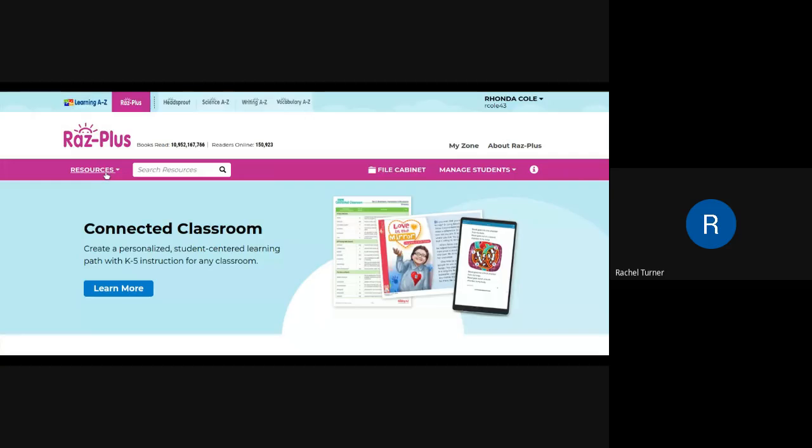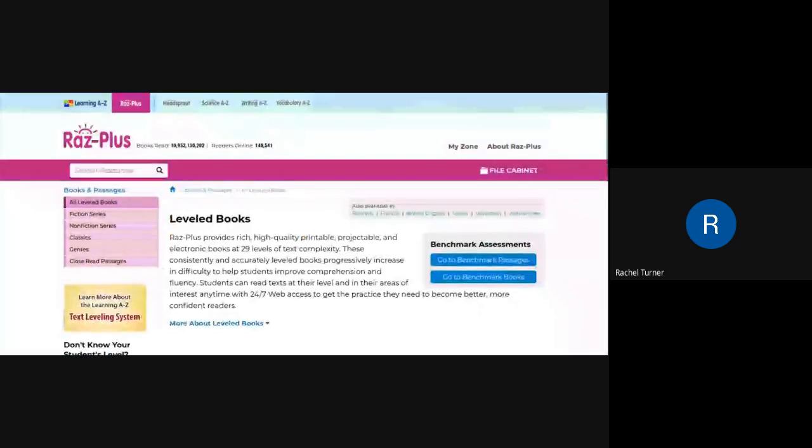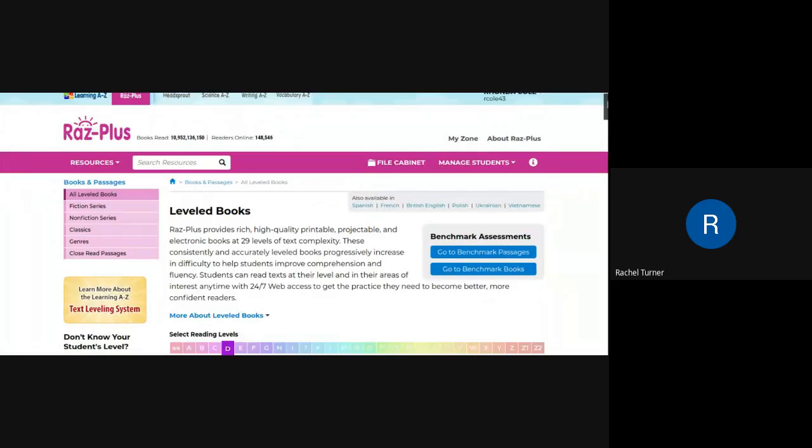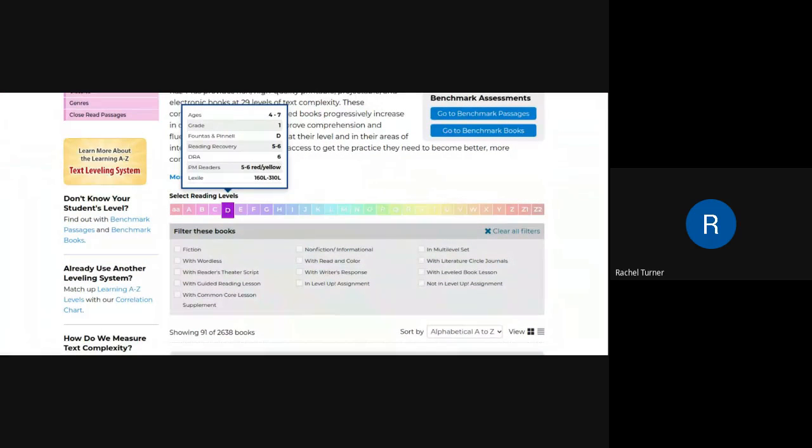So I go to Reading A to Z and I look for a level D book that goes along with that. And go to resources and go to labeled books. And I usually go to all labeled books. Click that. Then I go down here where it has the reading levels. And I want to choose D because that's where her reading level currently is.